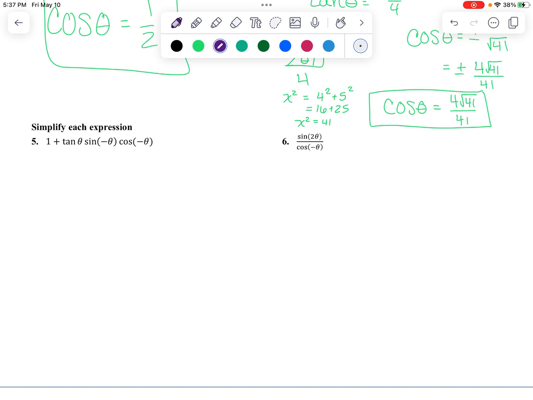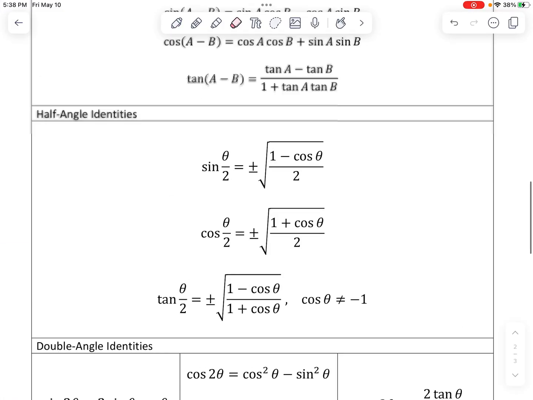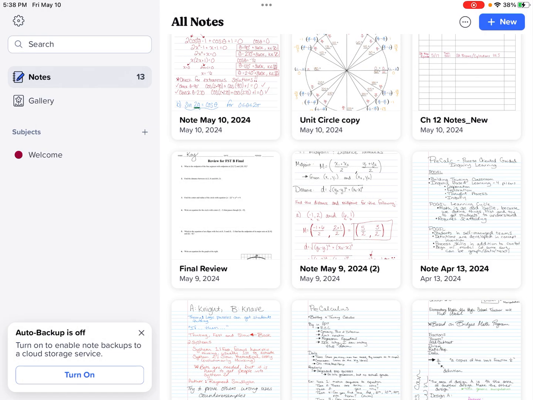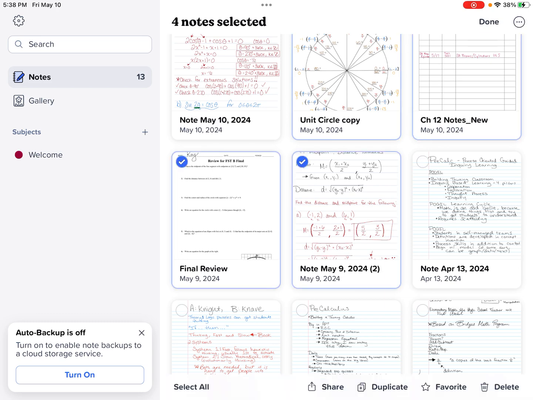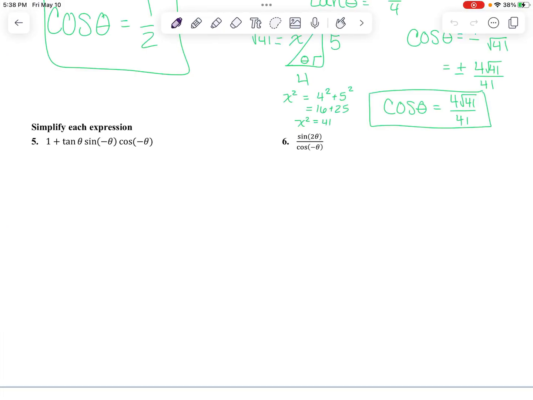Okay, simplify the following. When simplifying, remember, you're going to go through those red flags. First thing I notice, the first thing you look for is the angles. My angles are not all the same. I've got thetas and negative thetas. So on my identity sheet, negative thetas are on the bottom. Sine pulls the negative out. Tangent pulls the negative out. Cosine just becomes positive. Done. There we go. That's what I'm looking for.